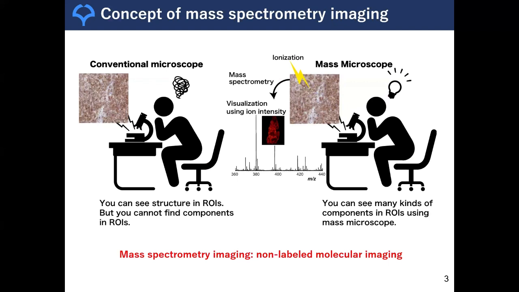One conventional technology is the microscope. Using a microscope, you can see structures, but you cannot find components. Imaging mass spectrometry is a molecular imaging technique using mass spectrometry. Using this technique, you can see many kinds of components without labeling.